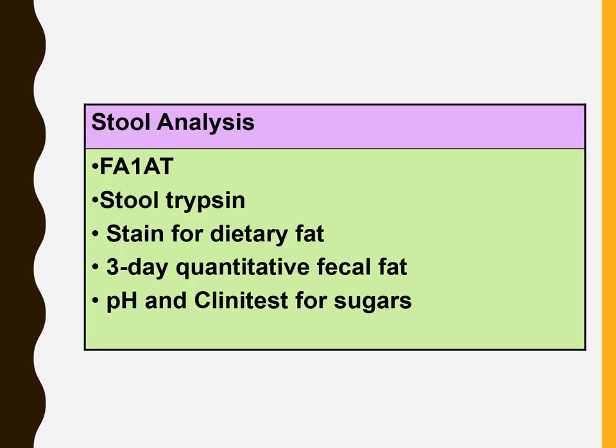What you can do in the stool analysis, you can do fecal alpha-1 antitrypsin, as we said before, and stain for fat. This can give you a clue, Sudan III or Sudan IV, that there is undigested fat in the stool.